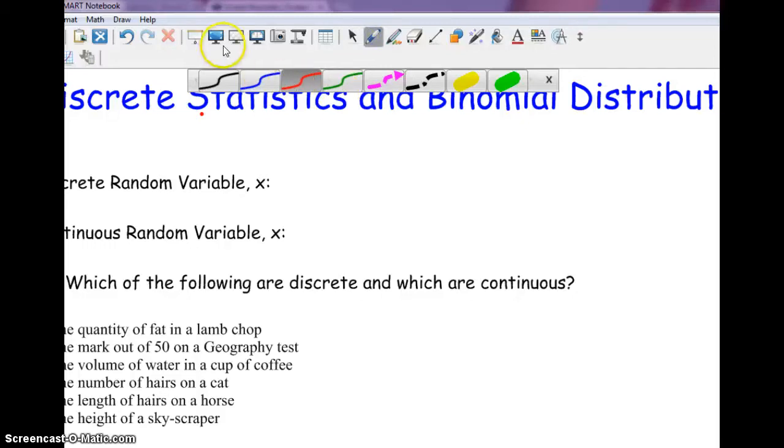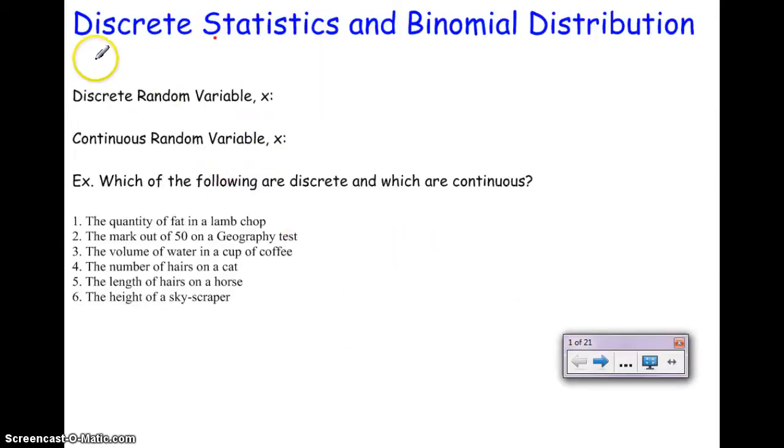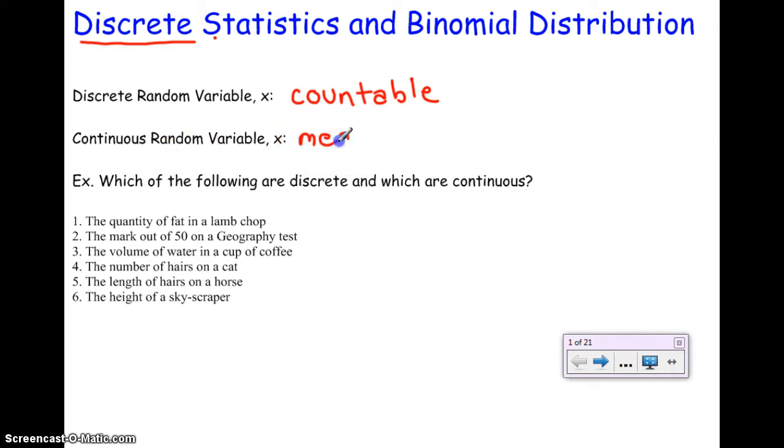Hello, IB. Today you guys are going to start talking about discrete statistics. And discrete means countable. So when we're looking at the average or collecting data, we're going to be talking about things that we can actually count. They are not measurable data pieces. For a continuous random variable, the word continuous means it's something that we can measure, so it's measurable. And for discrete random variables, it's countable.